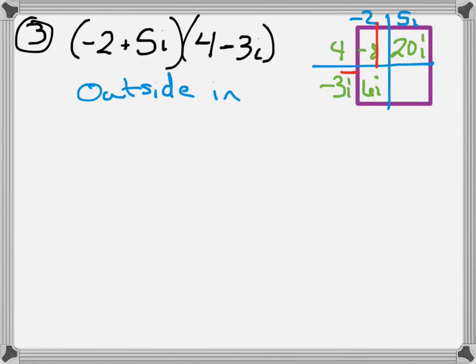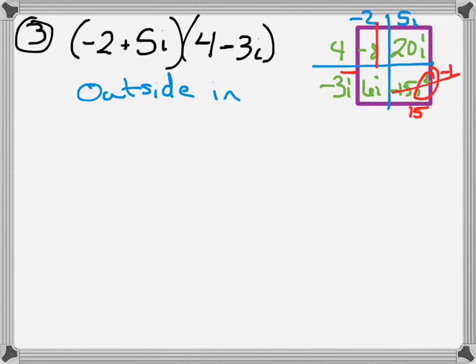And then we're going to do the last spot, which is 5i and negative 3i. So 5 times negative 3 gives me a negative 15. i times i gives me i squared. i squared is the same thing as negative 1. So let's go ahead and simplify that. Negative 15 times negative 1 is a positive 15.